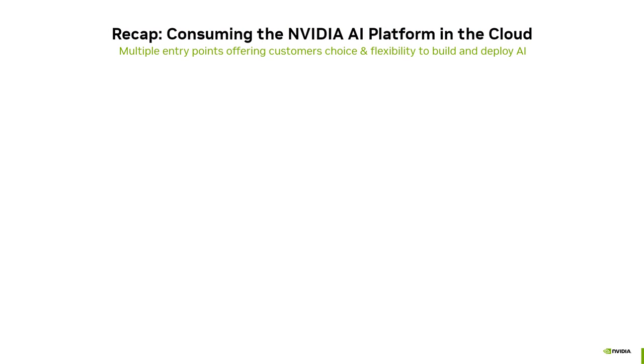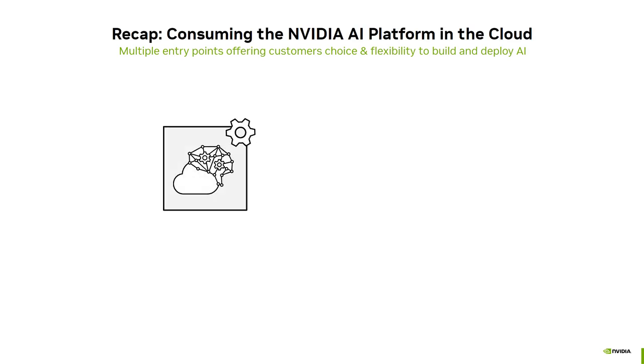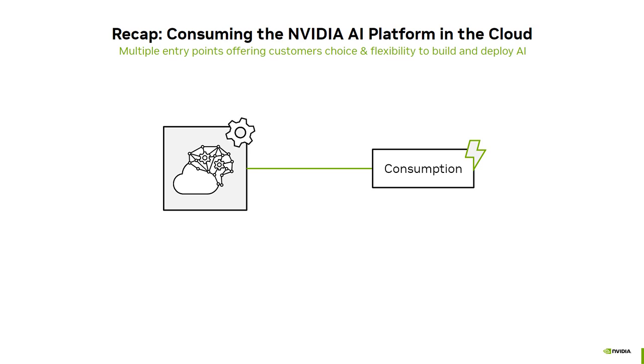Let's end the unit with a review of the ways in which you can consume NVIDIA solutions on the cloud. In summary, the effective deployment and utilization of AI capabilities in the cloud requires a keen focus on consumption, encompassing both the allocation of cloud resources and the optimization of associated costs in order to unlock the full potential of AI in driving business success.